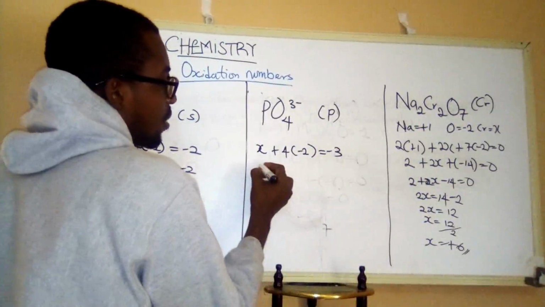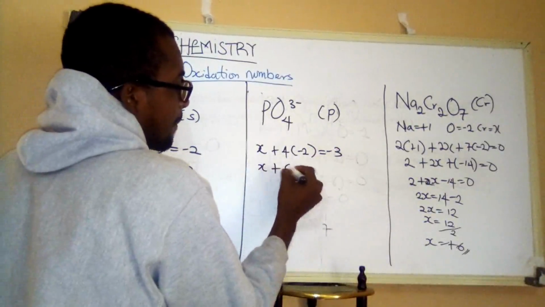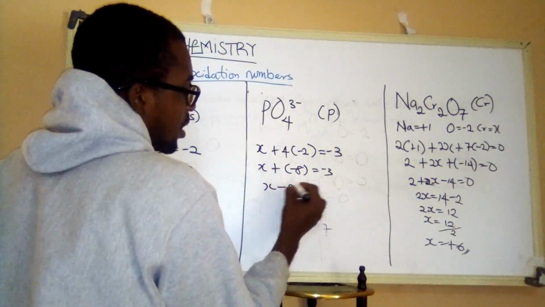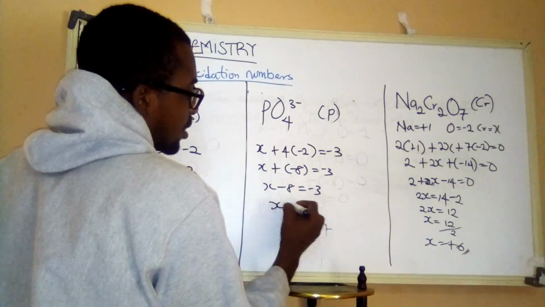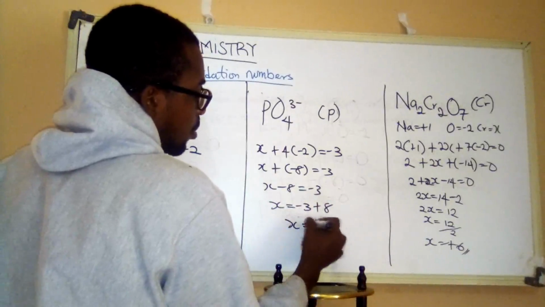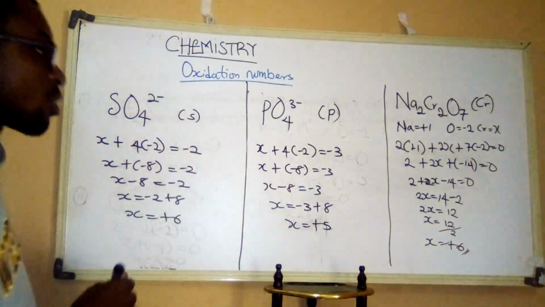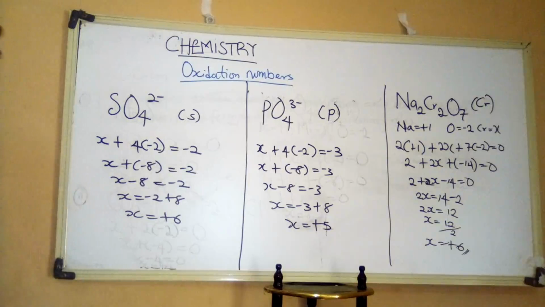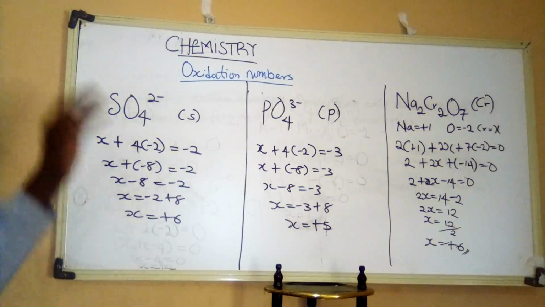And this will be giving us X plus -8 equals -3. And this will be giving us X minus 8 equals -3. And this will give us X equals -3 plus 8, and this is X equals +5. So here, the phosphorus is actually having an oxidation number of what? +5. So when you are told to find oxidation numbers, this is what you should do.